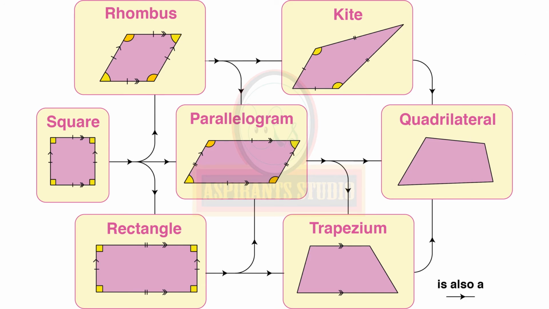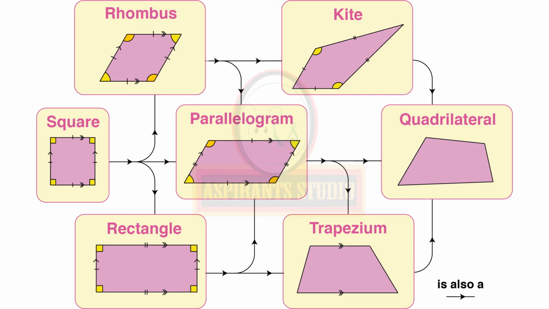Now, look at this figure. Every square is a parallelogram, but all parallelograms need not be a square. You can see the direction which is put over here like this. So, every square is a parallelogram, but all parallelograms need not be a square.